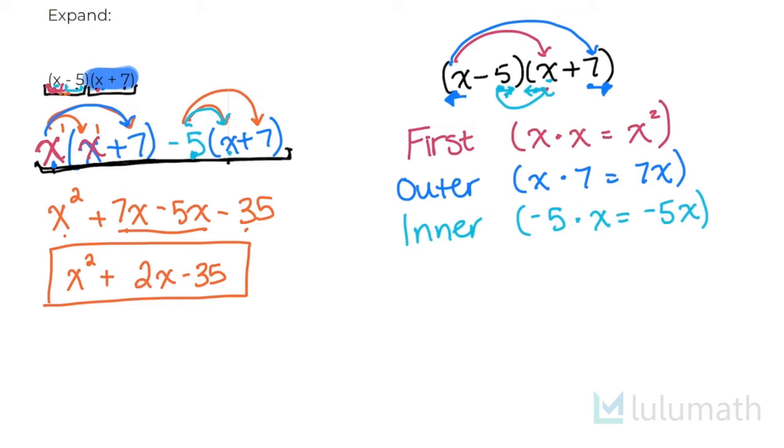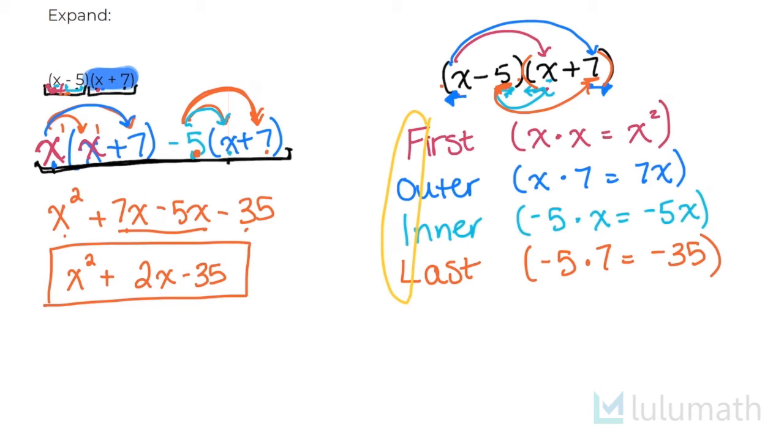Okay, and then finally we took this -5 here and we multiplied it to this 7 over here. This is the last term in my first binomial, and the 7 is the last term in my second binomial. So I'm multiplying my last terms together. So -5 times 7, which is -35. Okay, that's where FOIL came from right here. So this is how we get the letters FOIL. That's what they stand for.